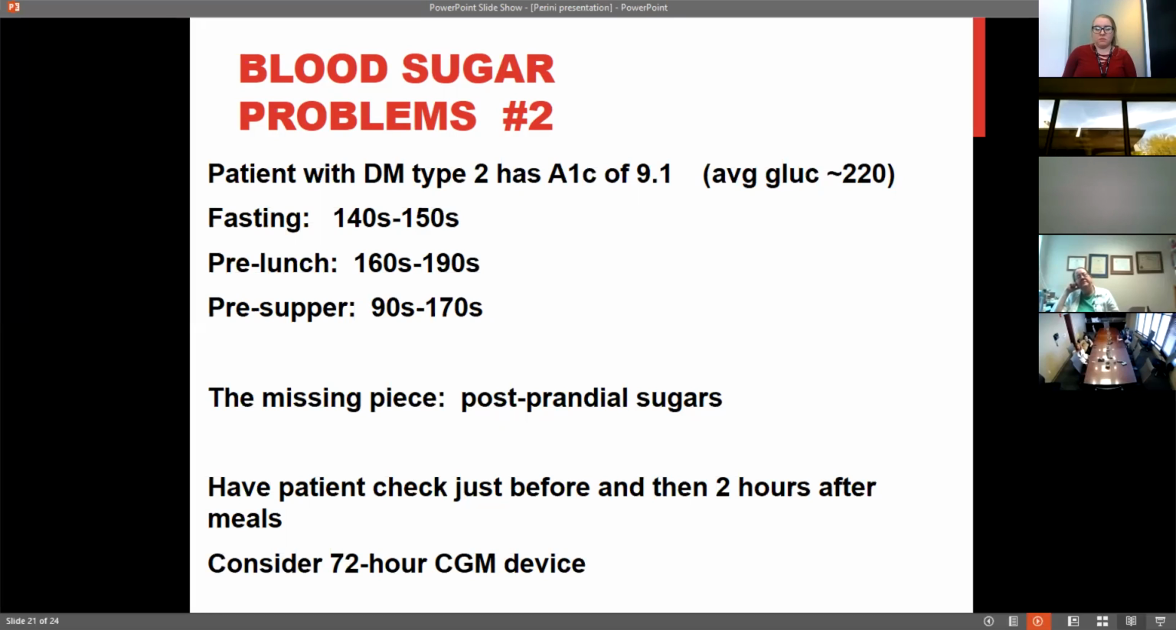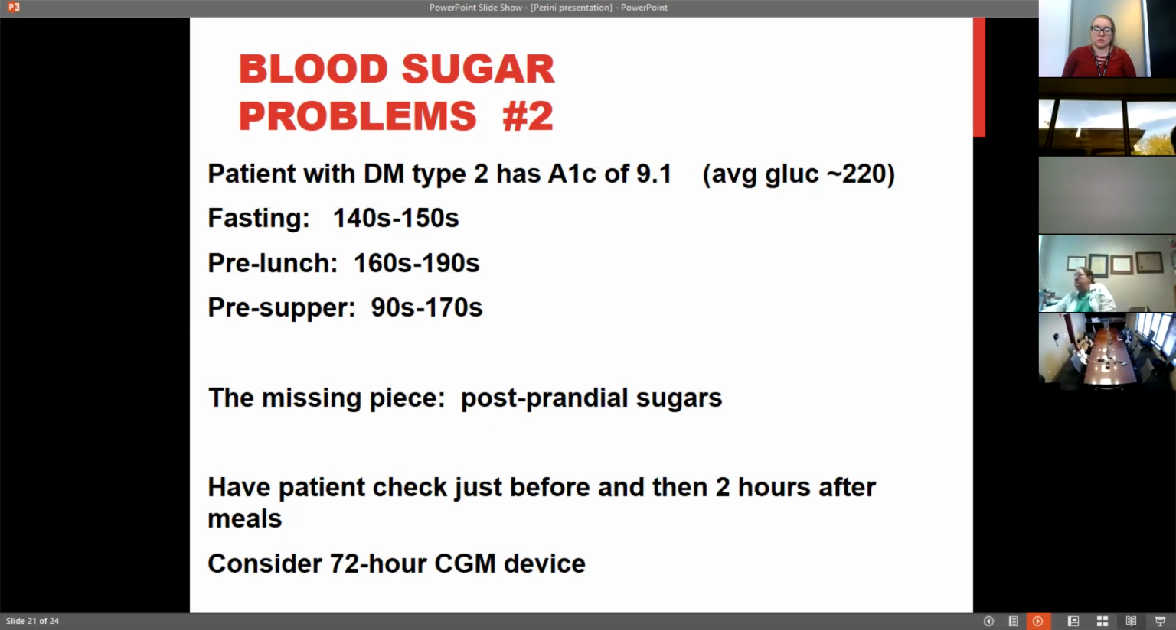So every day before lunch, their sugar may be 140, but then they eat everything under the sun for lunch, and 2 hours later, their sugar is 300. But if they only check before meals, you will never catch that 300 sugar. So if your A1C is not matching the sugars they're showing you, you have kind of 2 options. Just have them start checking sugars 2 hours after their meals, just to get a sense of how high they're jumping after they eat.